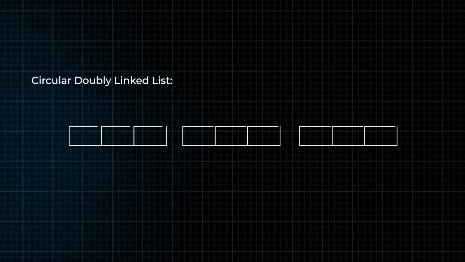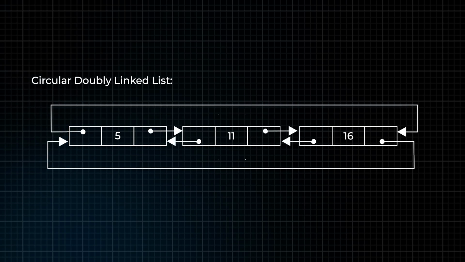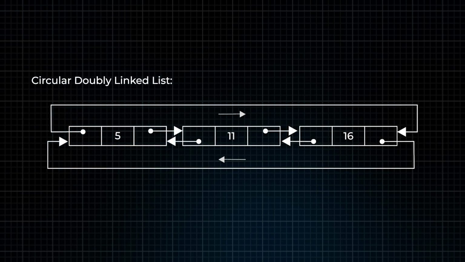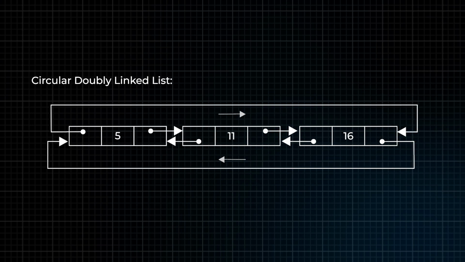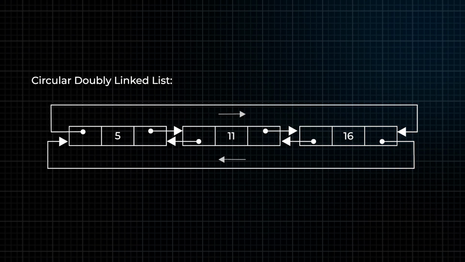Similar to a circular linked list, the last node's next pointer points back to the first node, forming a circular structure. Like a doubly linked list, traversal can occur in both forward and backward directions. Each node contains pointers to both the next and previous nodes, allowing for efficient traversal in both directions.